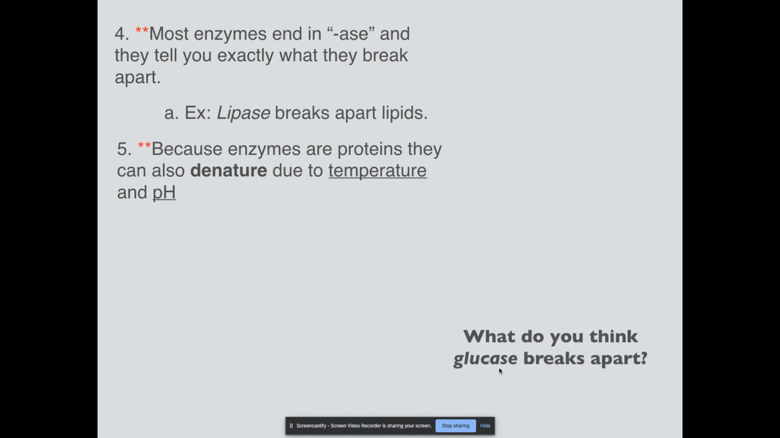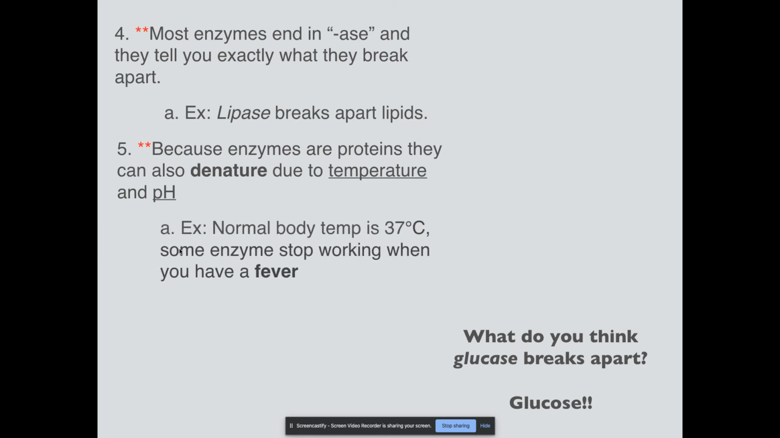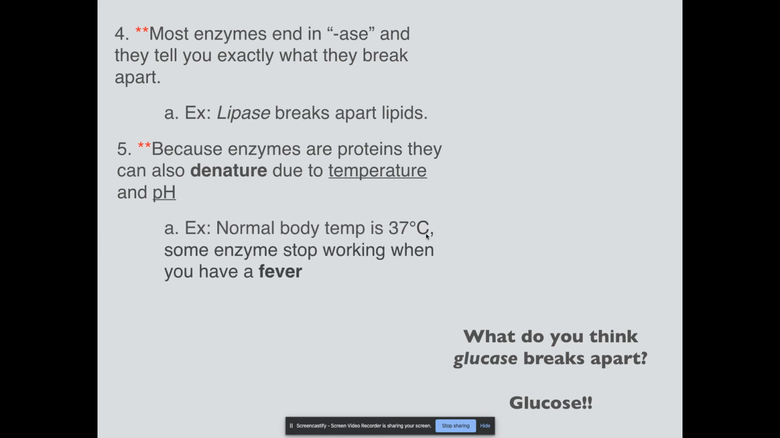So glucase, that's not actually what it's called, but think about it, right? If I said, hey, I have found this new enzyme, I'm calling it glucase, what do you think it breaks apart? It breaks apart glucose, just something like that. So for example, normal body temperature is 37 degrees Celsius. Some enzymes will stop working when you have a fever. So some of your enzymes will get, let's say, less effective, which is like being denatured. And normally though, they go back to normal when your body temperature returns to normal.